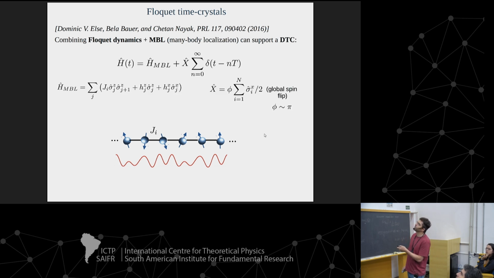Okay, so what are these operators? Or what's the Hamiltonian of my system? This is the MBL part. It's just an Ising chain with disordered interactions and disordered fields, a one-dimensional chain.